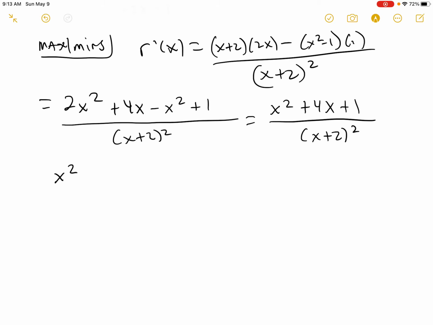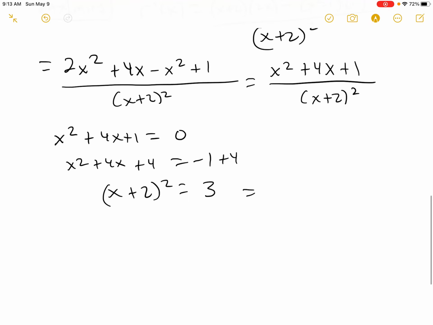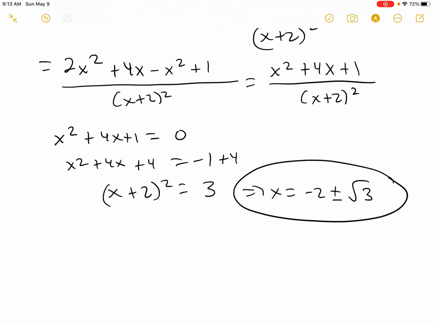So we take x squared plus 4x plus 1 and set it equal to 0. And you complete the square. Half of 4 is 2. 2 squared is 4, so you add 4 to both sides. And so it's x plus 2 squared equals 3, which says x equals negative 2 plus or minus root 3.